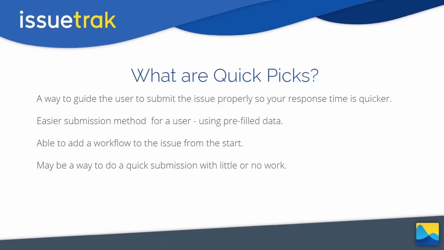In some cases, you also want to add a workflow to the issue from the start. As I mentioned, an onboarding issue, an offboarding issue, a request to fulfill a particular request for hardware, or a request to have a travel advance approved. Those are things that have workflows for them. So the quick pick can add that right from the start so we can get that process moving fast. So the idea is to have the quick submission do as little or no work as possible.